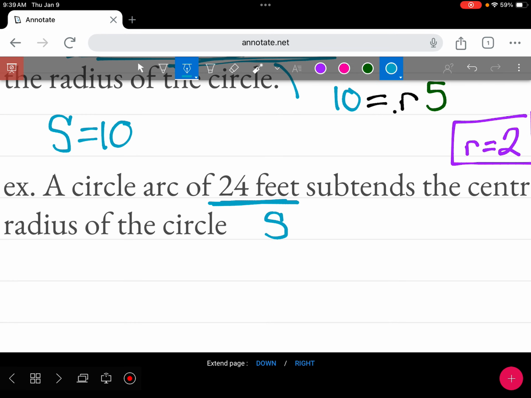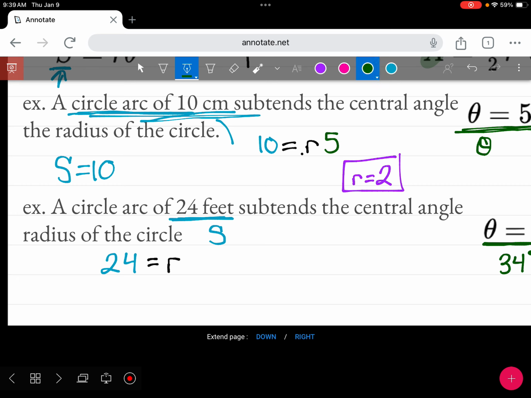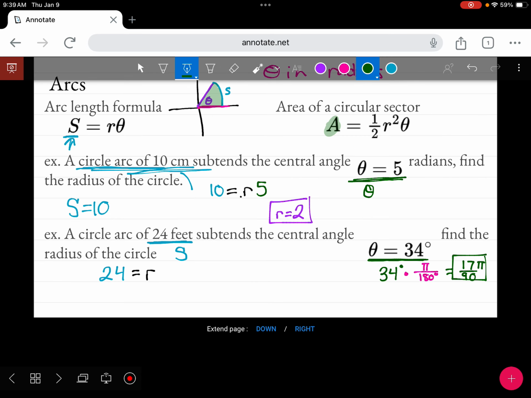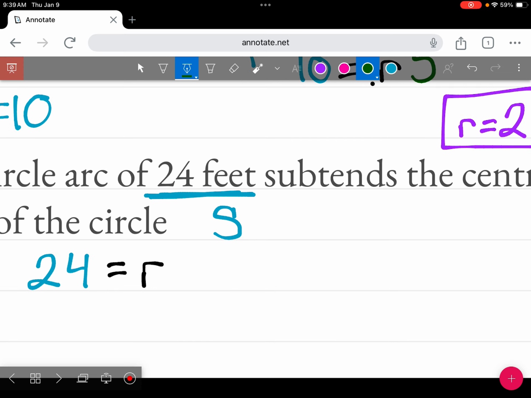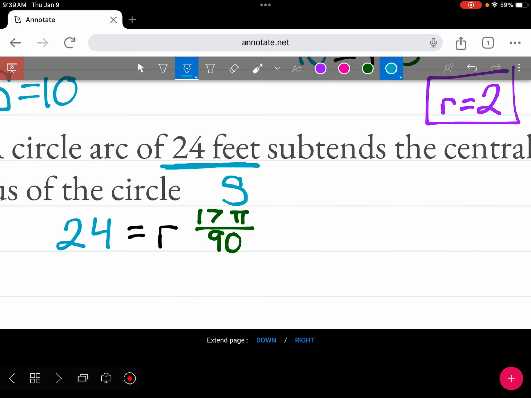So we have our 24. This one already is in radians. Okay, so it has to be in radians. So we're substituting our pieces in. 24 feet is r times 17 pi over 90.